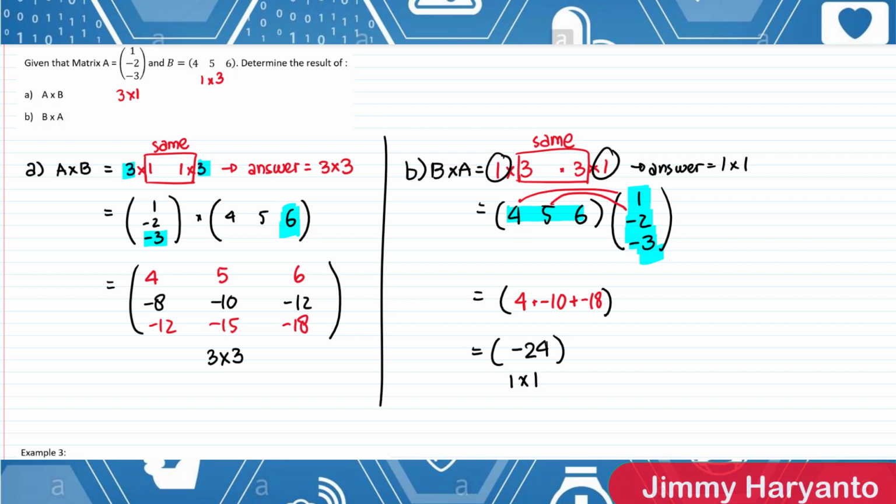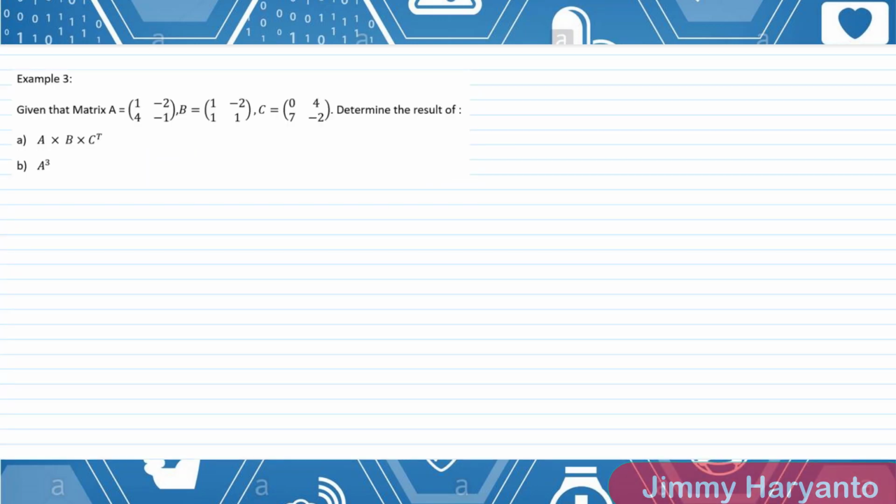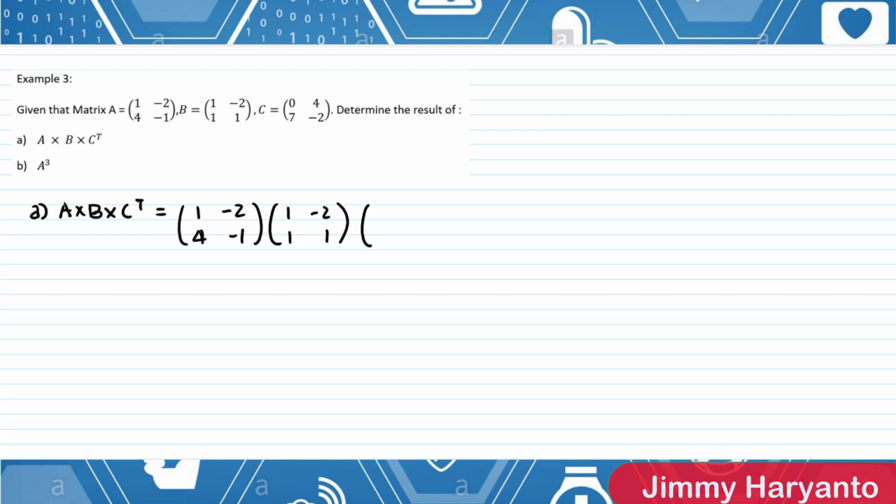This is example 2. Next is example 3. For example 3, I have matrix A, B, and C. Determine the result of, for the first one, A times B times C transpose. Okay, so for A, I have 1, -2, for -1, and then B. You cannot mess up the order. If the question says A times B, then you have to write it like the question says, transpose.